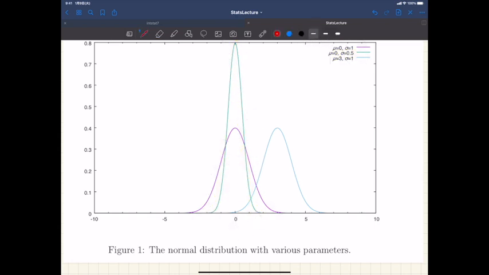And when mu is 3 and sigma is 1, then the mean is shifted. Previously when mu was 0, this distribution was symmetric around 0. But when mu is 3, mu actually represents the mean of the distribution. So the mean is here, which is actually 3, and it's symmetric around the mean. But this standard deviation is the same as this one.